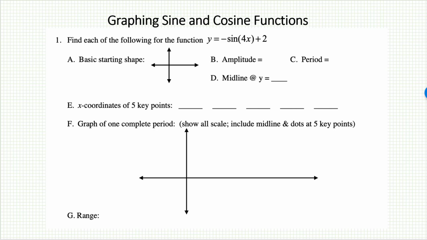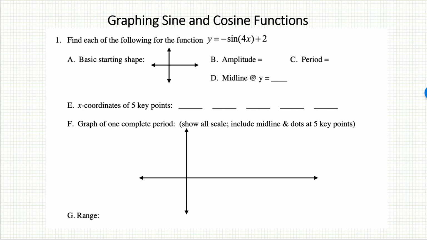Graphing sine and cosine functions. So now that we know about C and D, we need to adjust our graphing procedures a little bit. Let's take a look at some examples. Our first example, the function y equals negative sine of 4x plus 2. Let's fill in some of our features.